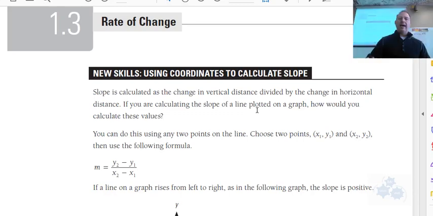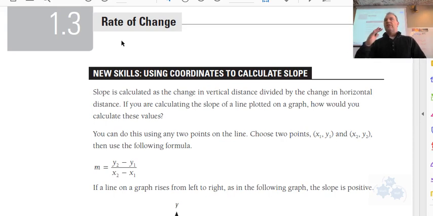All right, here we are today in Workplace and Apprenticeship 20. We're looking at section 1.3, and this section is called Rate of Change. Okay? So we've talked before about slope, right? Remember slope, 1.2. Rise divided by the run gives us the slope of a line.